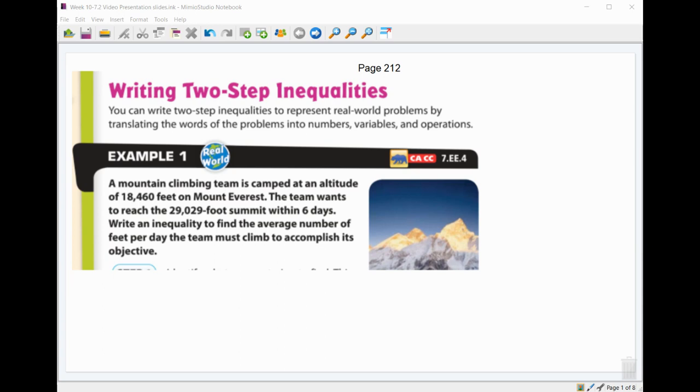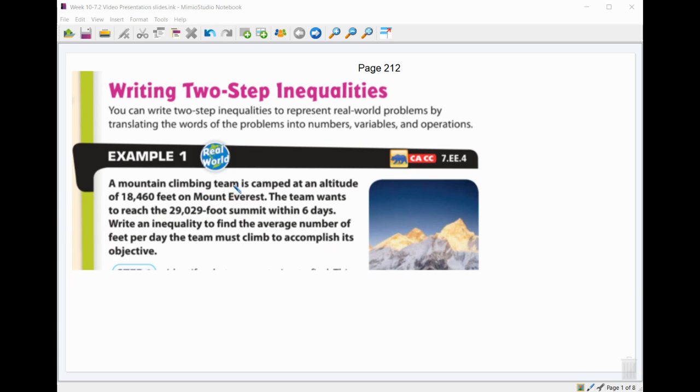We are going to go over page 212 from your big textbook. We will be covering chapter 7.2, and it's writing two-step inequalities. You can write two-step inequalities to represent real-world problems by translating the words of the problems into numbers, variables, and operations. What does that mean? Well, let's look at some examples that we have.